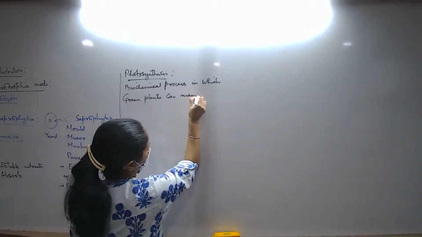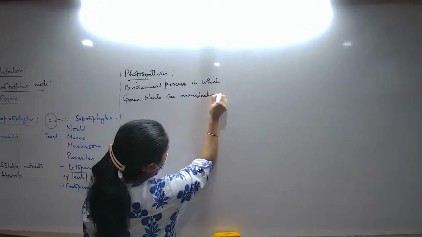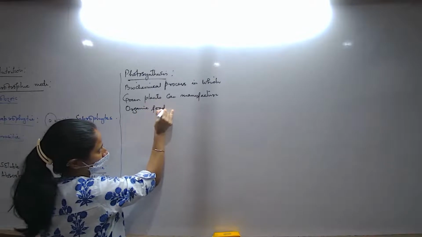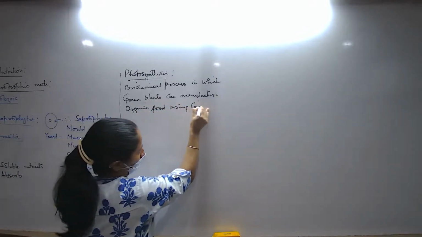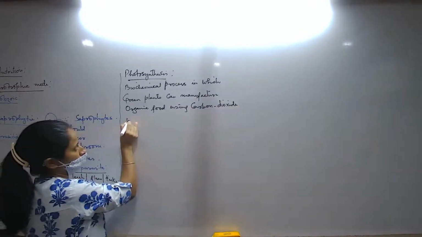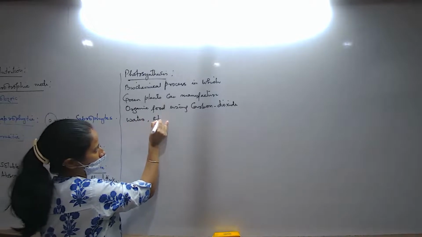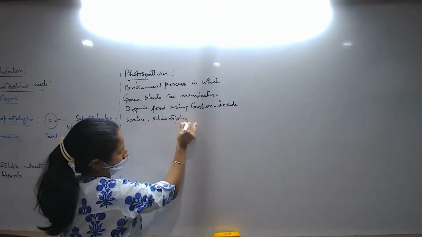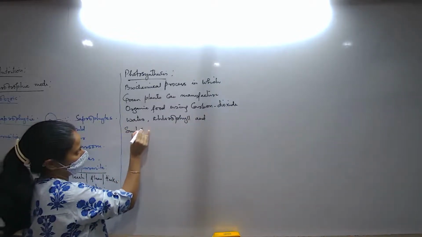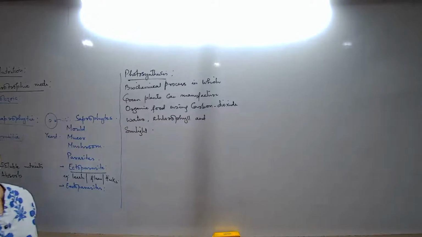A biochemical process in which green plants can manufacture or prepare organic food using carbon dioxide, water, chlorophyll, and sunlight. So that is the basic definition. Define photosynthesis.